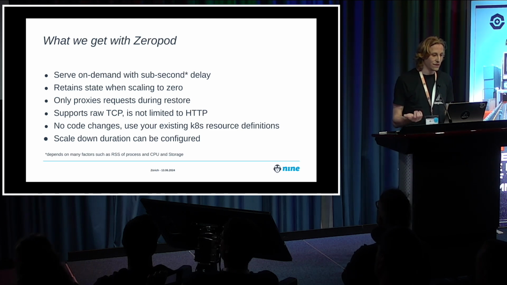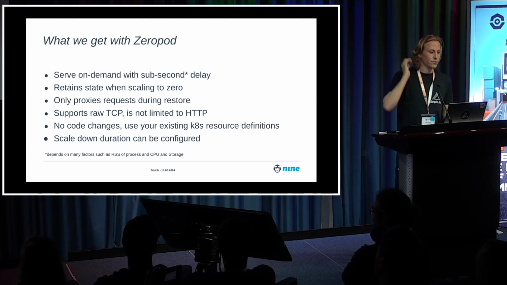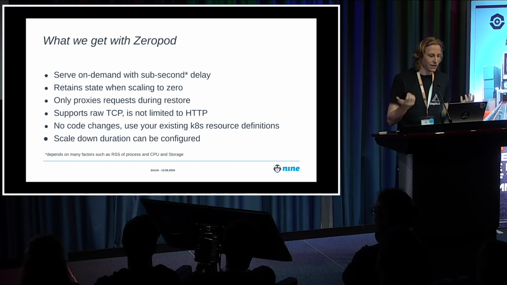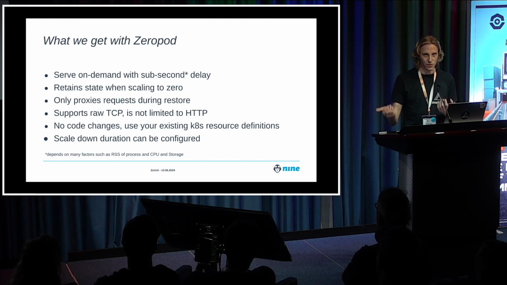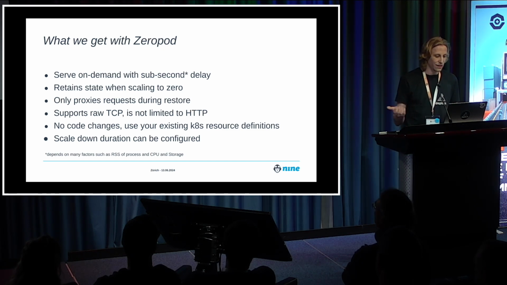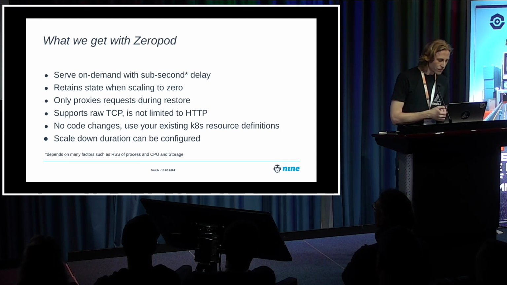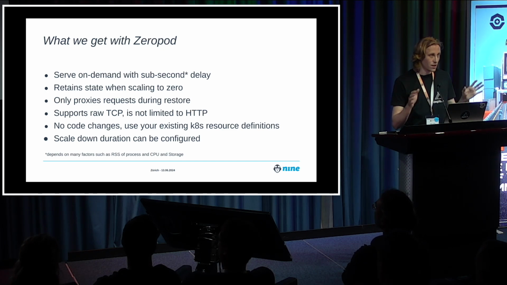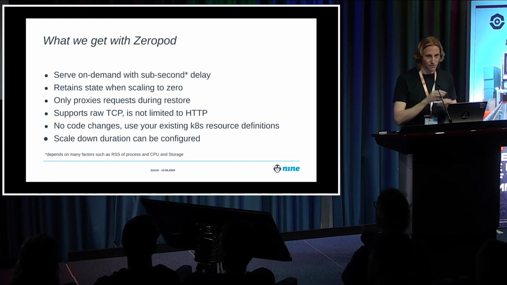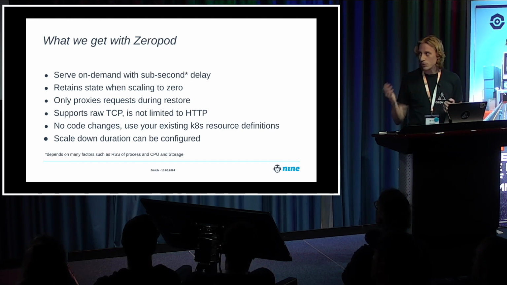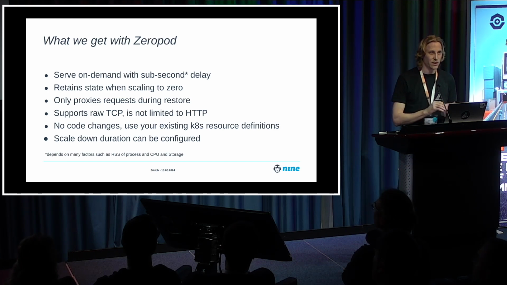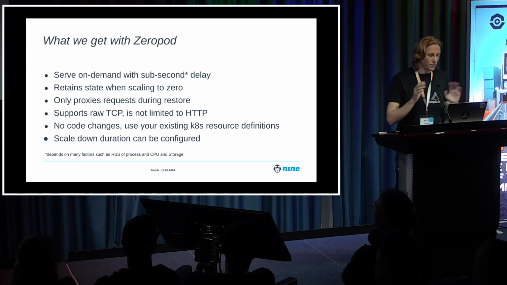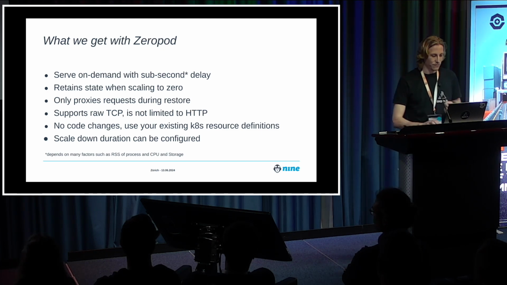It retains state when scaling to 0. Technically, if I have some state in my application that happens during initialization, that doesn't have to happen again. That's why I can restore pretty quickly. It only proxies requests during restore, so there's no layer 7 proxy in front of this. This was just standard ingress. I can also do a port forward. It works, and we'll get to how it works later.